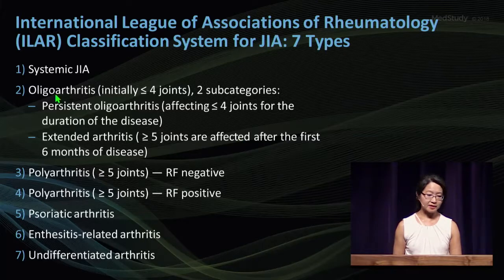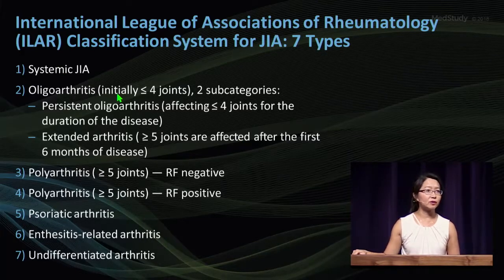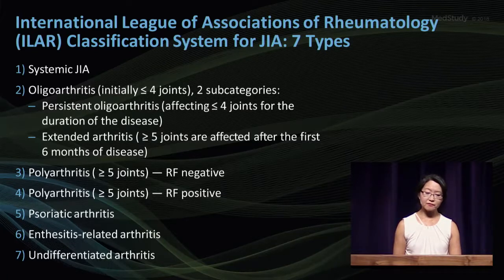Then you have oligoarthritis. This is where patients can present with 4 or fewer joints. And if the joints are still involved after a period of 6 months, it's called persistent oligoarthritis. If more joints are involved after 6 months, so that there's 5 or more joints involved, it's called extended arthritis. Another category of JIA includes the polyarthritis. They are further categorized as rheumatoid factor positive or rheumatoid factor negative. This is where there's at least 5 joints involved. It's very similar to adult rheumatoid arthritis. Psoriatic arthritis, enthesitis-related arthritis, and undifferentiated arthritis are the other categories of JIA as defined by ILAR.